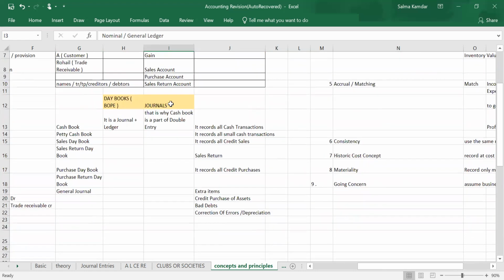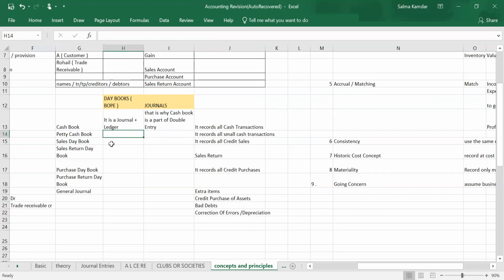You have 7 books of prime entry. What are they? Cash book, petty cash book, sales return book, purchase book, purchase return book, and general journal. The cash book is also a journal as well as a ledger. It is a part of the double entry bookkeeping system. What do you record in the petty cash book? All the petty transactions, all the small transactions related to cash.